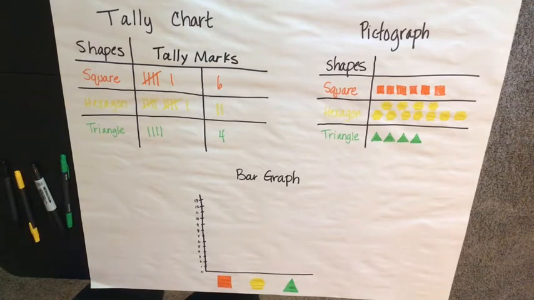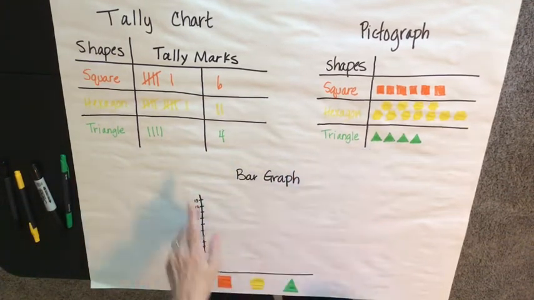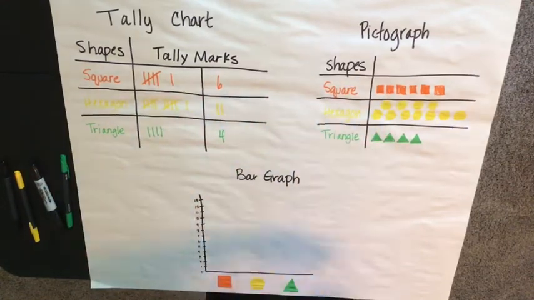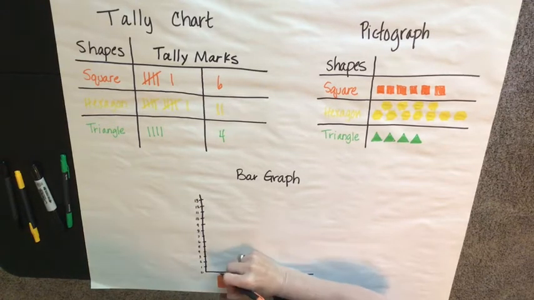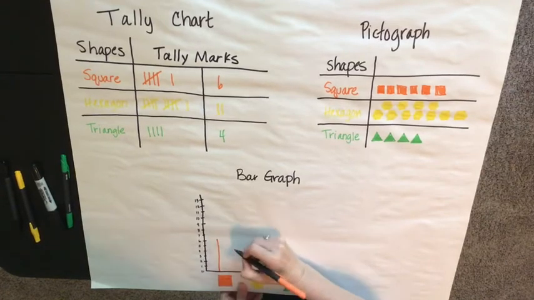So let's start with our squares. How many squares do we have? Well, I don't have to go back and count them from that very first day we did this activity. I can look at my tally chart or my pictograph and see that I have 6 squares. So remember, in a bar graph, my bar that I create goes up to the line for how many of something I have. So my bar graph for squares would go up to the line for 6.